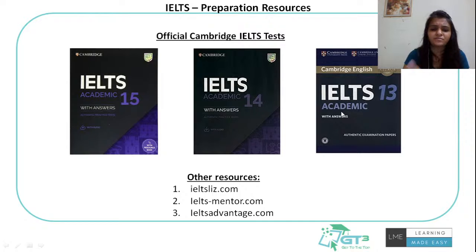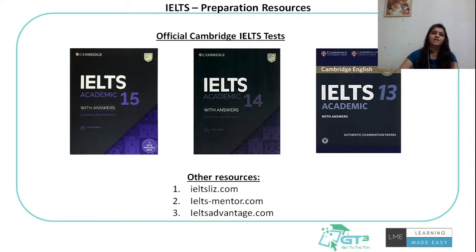The reason is there are a few changes in the patterns of IELTS. In listening nowadays they do not give the test examples at the start, that has been removed. So you can always experience this in the latest version of the book, that is Cam 15. These books are available online, you can also buy from Amazon and so on, if you want to do self study. However, other resources you can search on IELTSlease.com, mentor.com and IELTSadvantage.com.